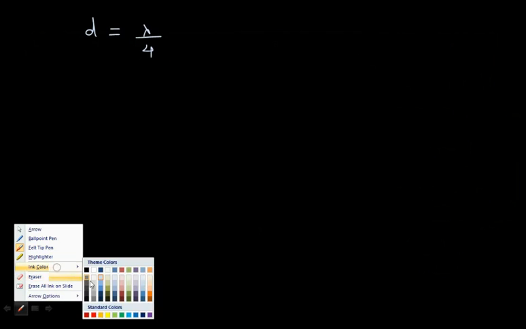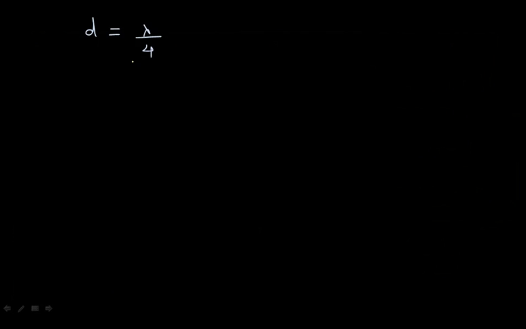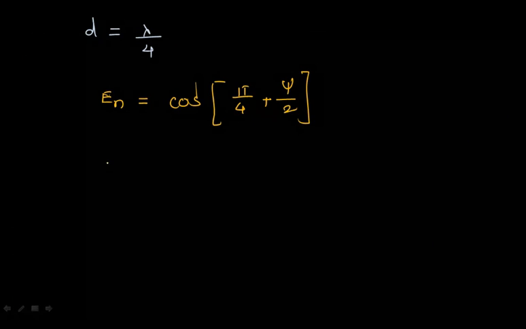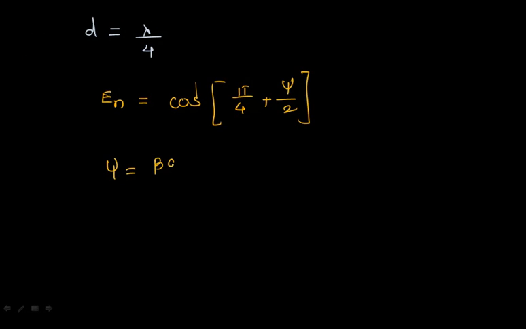I have considered the distance as lambda by 4, and my E normalized field, which I have seen previously, is nothing but the cos of, I can say, pi by 4 plus psi by 2. This is our equation which we have seen here. So what will be the psi in this case? This is beta d cos of phi.